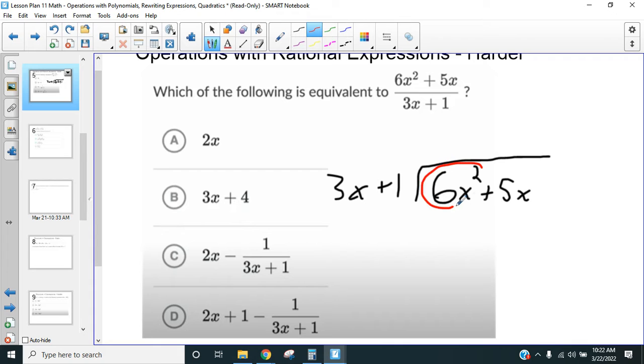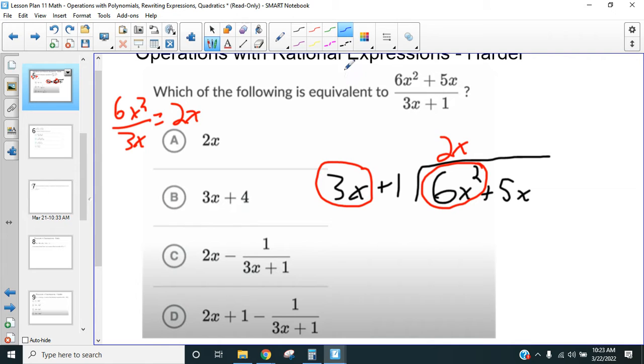We start with this divided by this. You should write this down. Take a little note. Okay. Leading term divided by the leading term. So think of this off to the side: 6x squared divided by 3x. That's 6 divided by 3, which is 2. x squared divided by x to the first, that's x. So 2x.